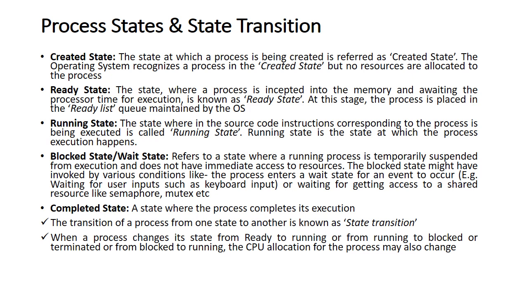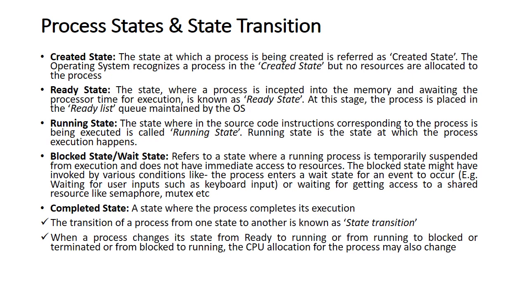Then we had the blocked state or wait state, which refers to a state where a running process is temporarily suspended from execution and does not have immediate access to resources. The blocked state might be invoked by various conditions, like the process entering a wait state for an event to occur, for example, waiting for user input such as keyboard input, or waiting for access to a shared resource like a semaphore, mutex, etc. We already discussed semaphore and mutex in the last presentation.